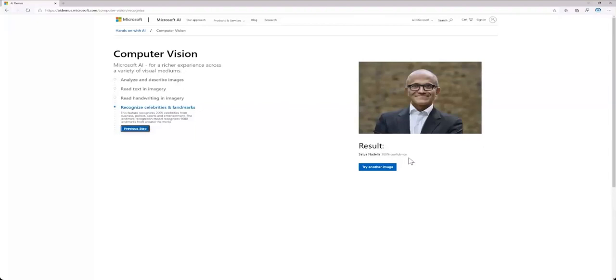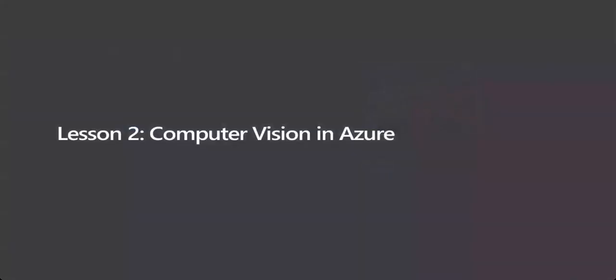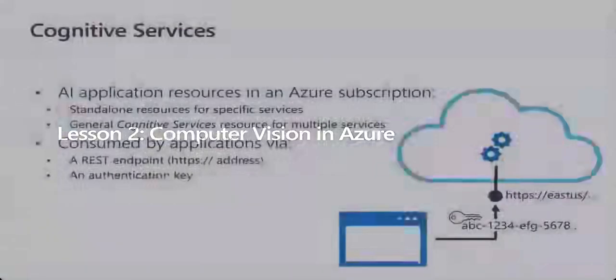It's really a great way to just play around with these kinds of algorithms. And you can find them at aidemos.microsoft.com/computervision. Okay, and with that, let's go back. And now let's take a look at computer vision in Azure, the second part of this module. And we'll start with cognitive services.